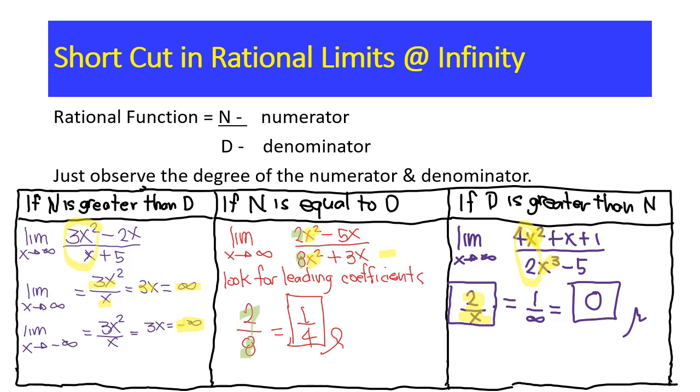It is somewhat like 1 over infinity. Yun daw constant, i-divide mo sa infinity, that will approach to 0. So yun po yung ating paliwanag sa shortcut na itinuturo sa atin ng book sa rational function.